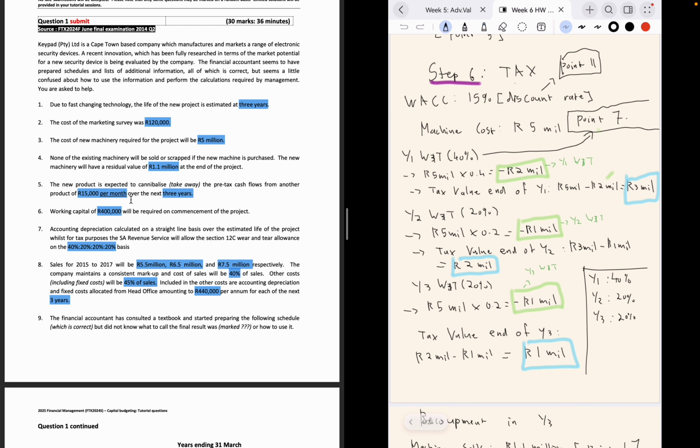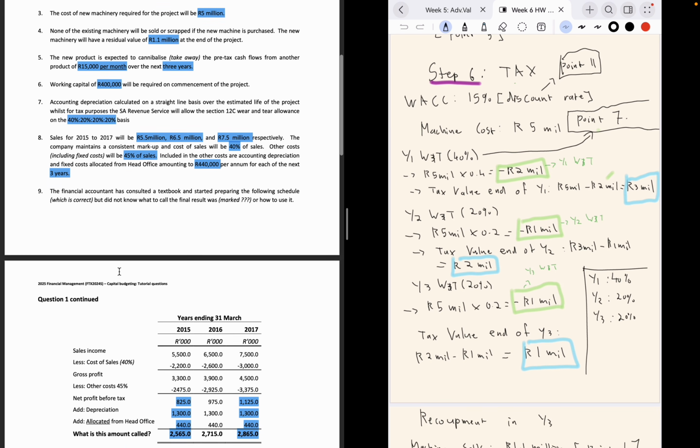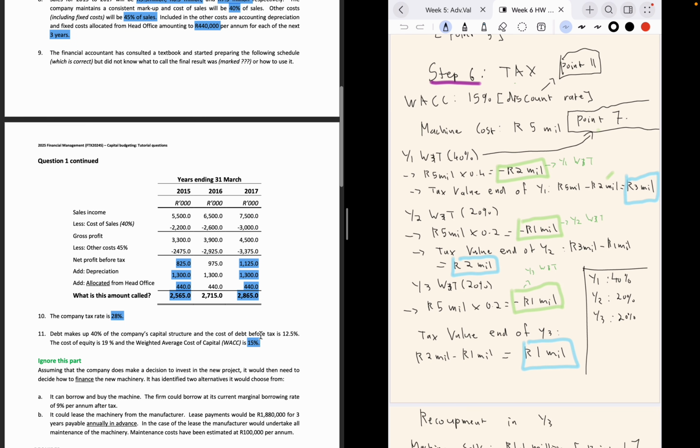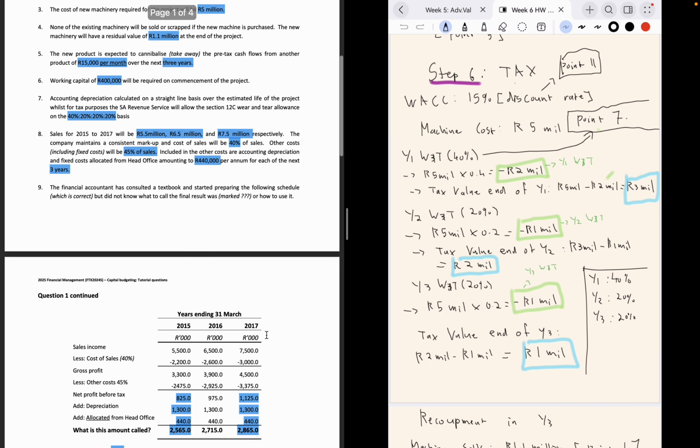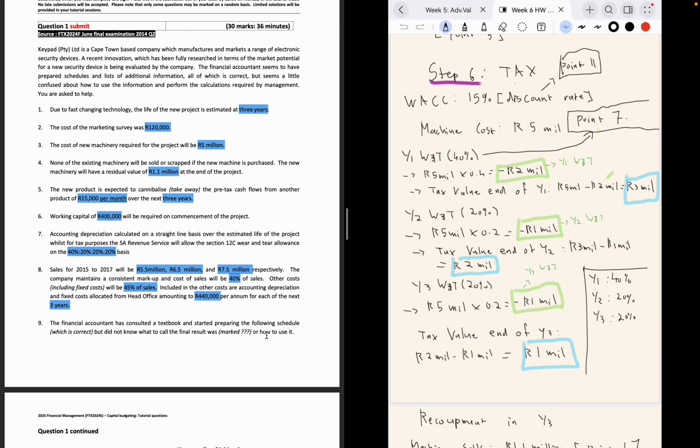So step 6, now we're working out tax. This one is a bit of a load. It takes a bit longer, but okay. So we're given the weighted average cost of capital in point 11. It is 15%. And in these questions, we use that as our discount rate. So we know that the machine cost 5 million Rand. Okay, so what are we going to do now?